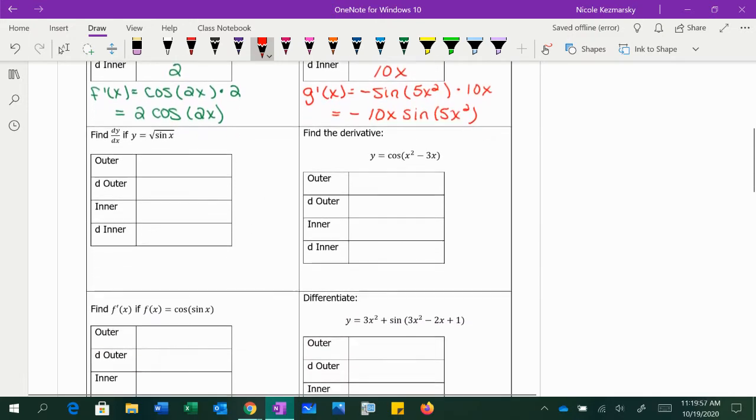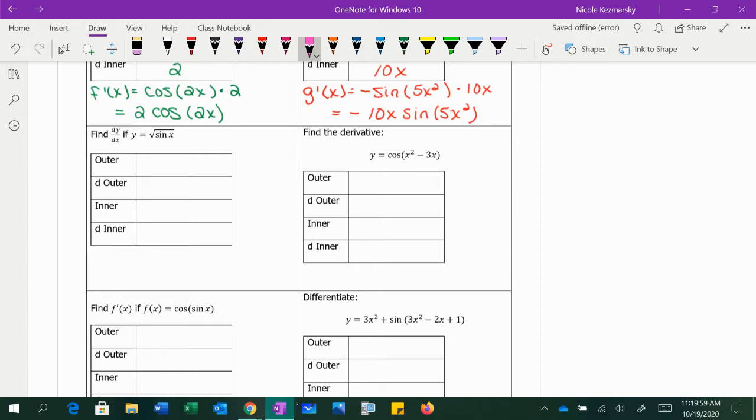In the next example, we have a square root, and we don't keep square roots, so I'm going to write this as the sine of x raised to the 1/2 power. And this time, the sine of x is the thing inside the parentheses. So the outer is something to the 1/2 power, and the inner is the trig. So the derivative of the outer is 1/2 parenthesis to the negative 1/2, because 1/2 minus 1 is negative 1/2. And then the derivative of sine is cosine.